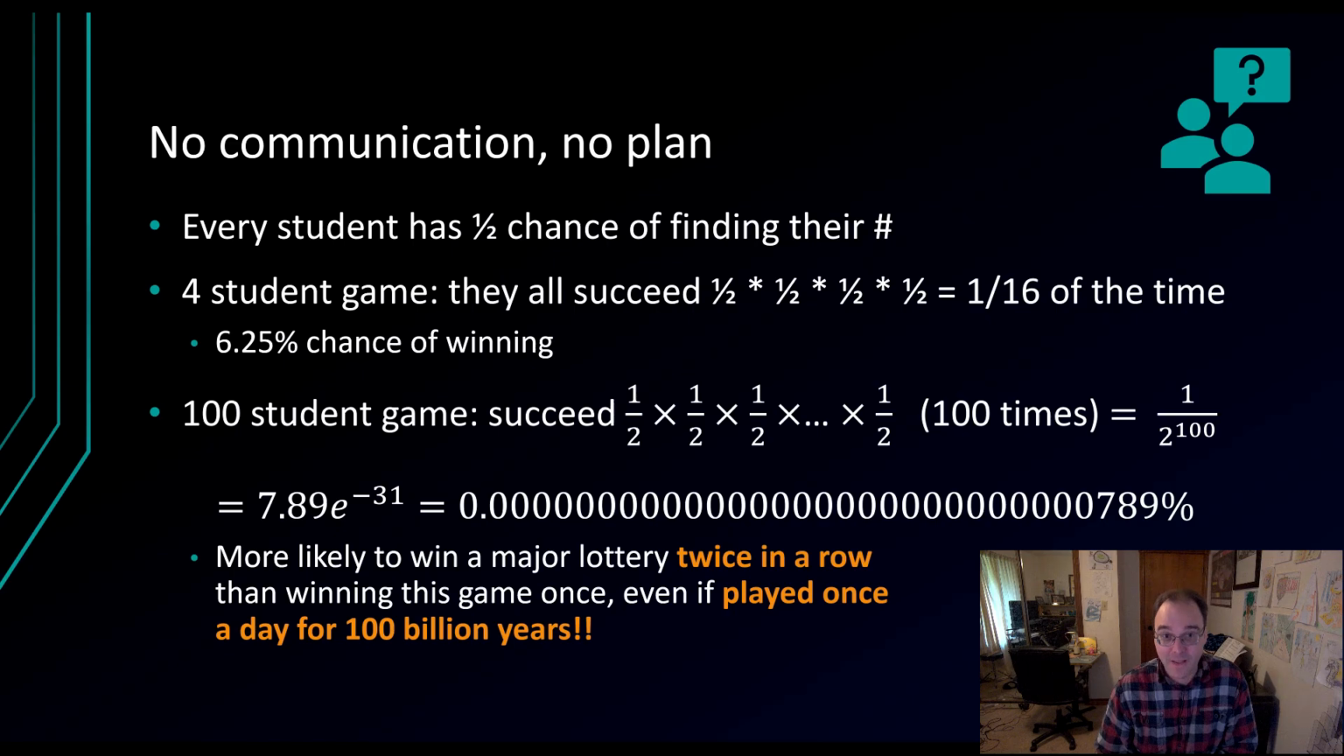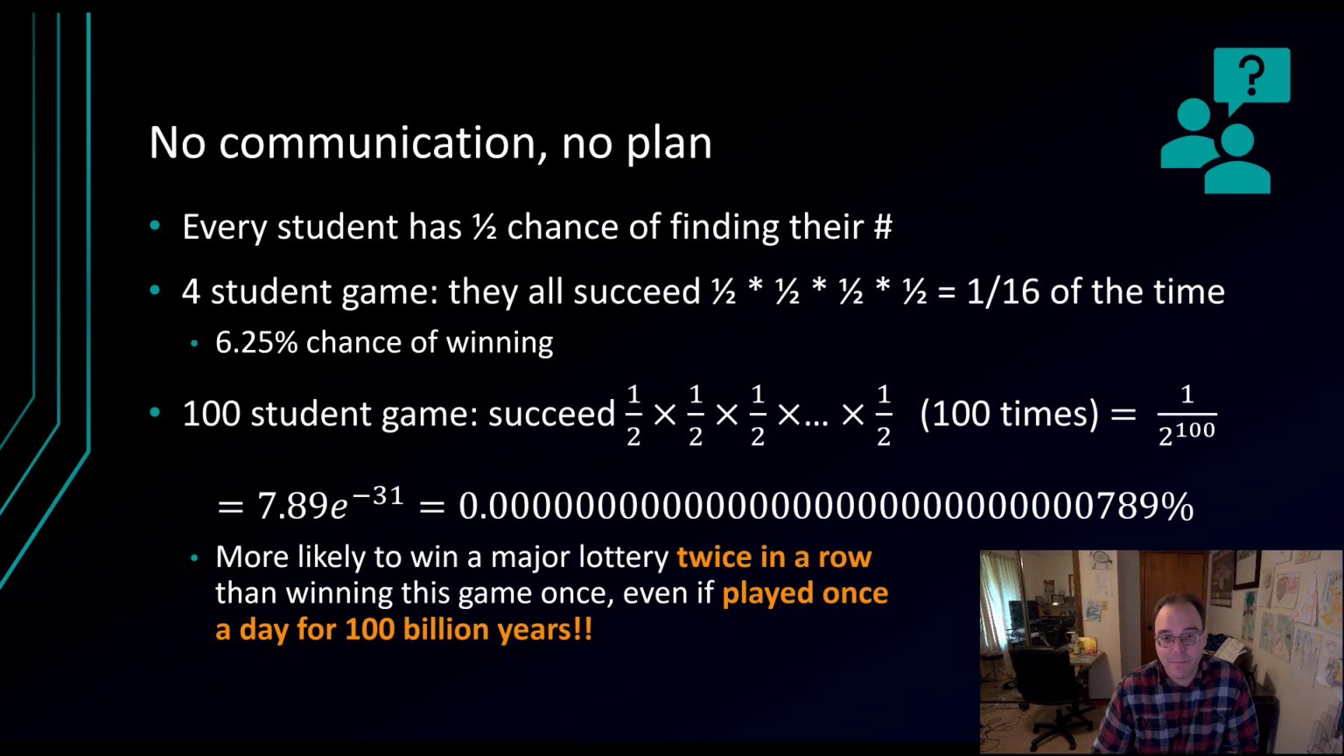That's right. On one side, you have the students playing every day for 100 billion years. You personally are still more likely to go and play the lottery twice in a row right now and win than those 100 students would ever win that game once. That is terrible, beyond my comprehension, terrible odds. So, can they do better?